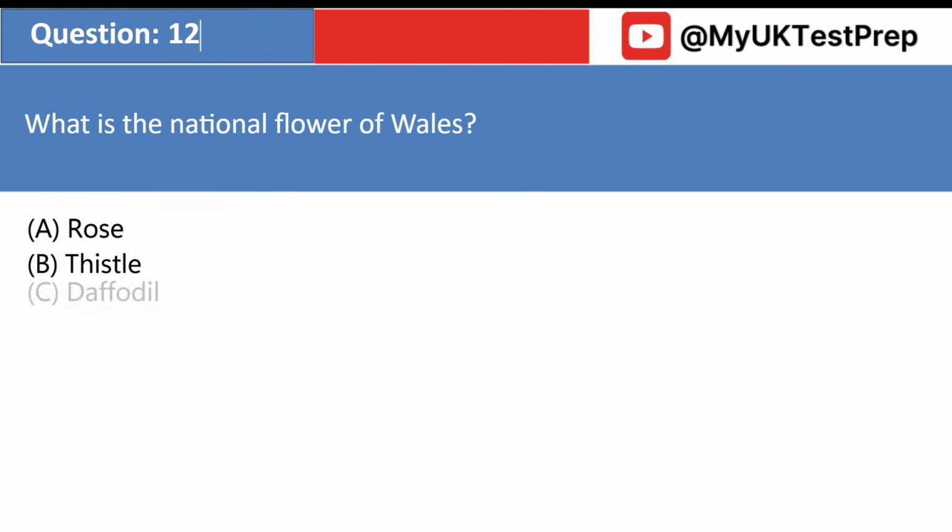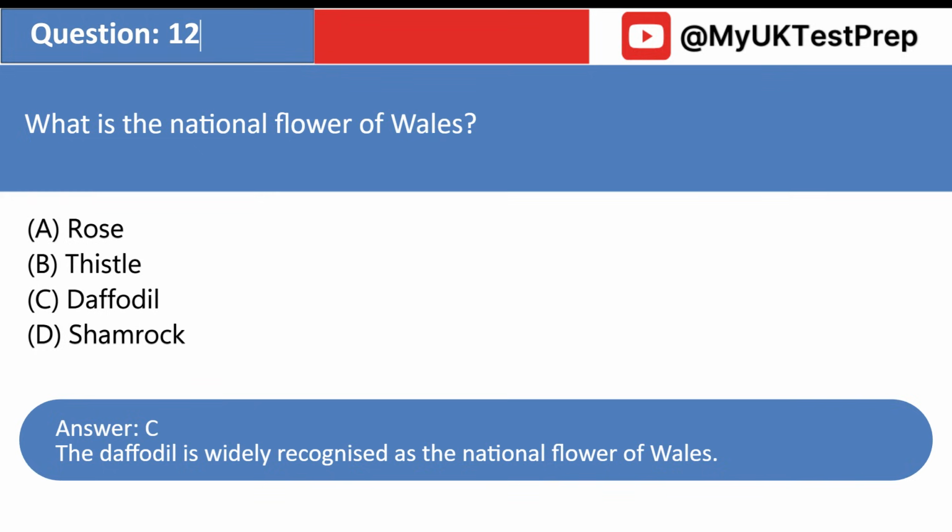What is the national flower of Wales? A. Rose. B. Thistle. C. Daffodil. D. Shamrock. Answer: C. The daffodil is widely recognized as the national flower of Wales.